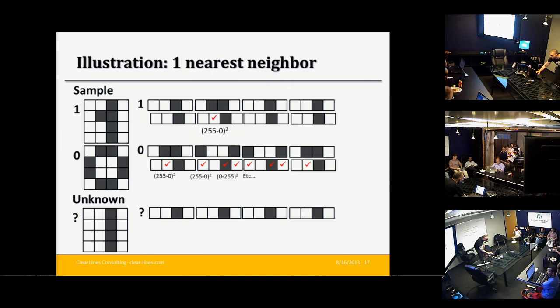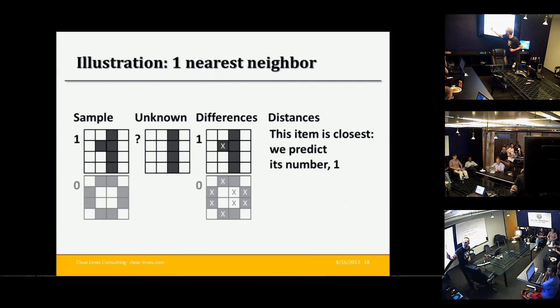So what I did is I computed the distance between this and this, this and this. I'm going to say this guy is closest. Therefore, I predict that that guy is the same thing as this guy, and this guy is a 1. So my classifier would say this should be a 1, and that's how the algorithm works.